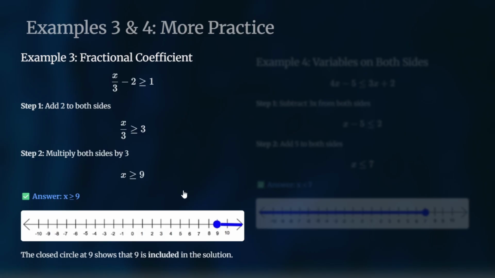And since 9 is included in my solution, I have a closed circle at 9, and the line goes to the right because all values greater than or equal to 9 are in the solution set.